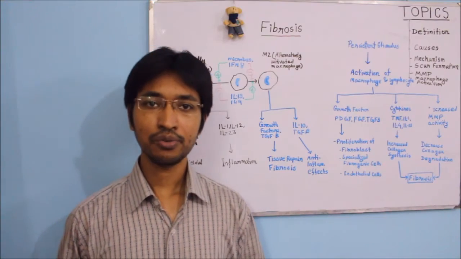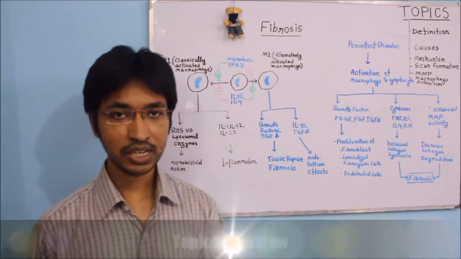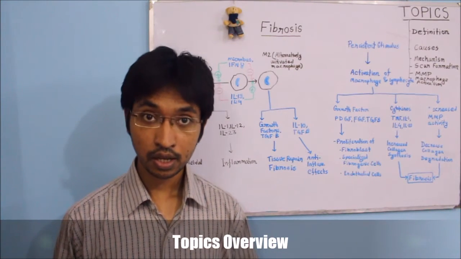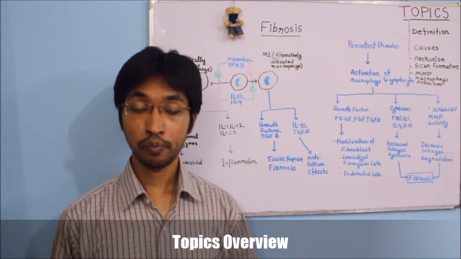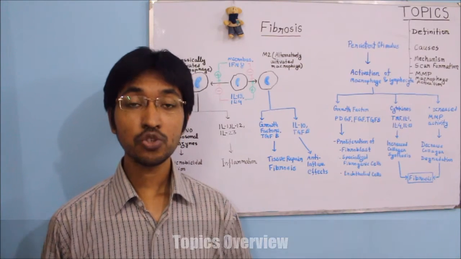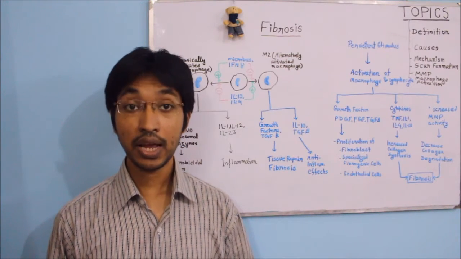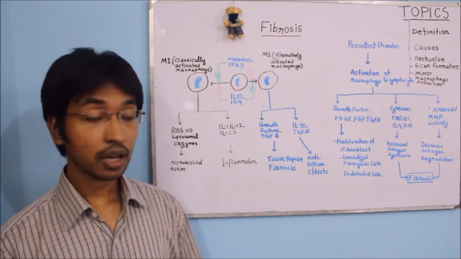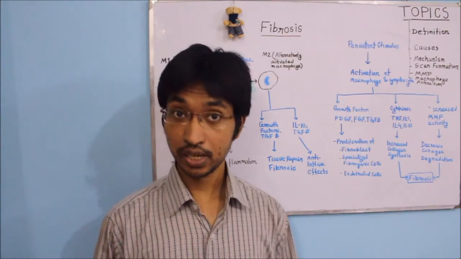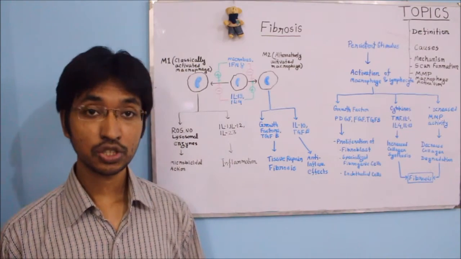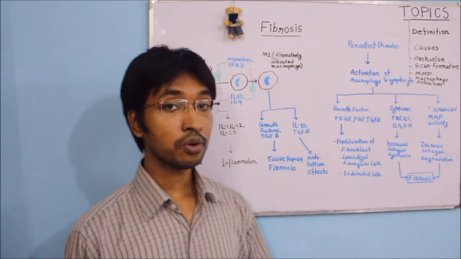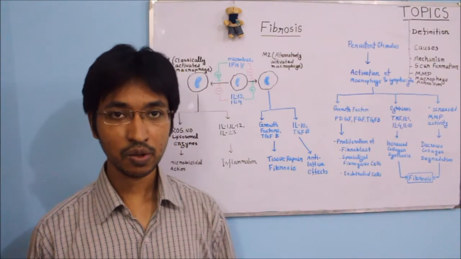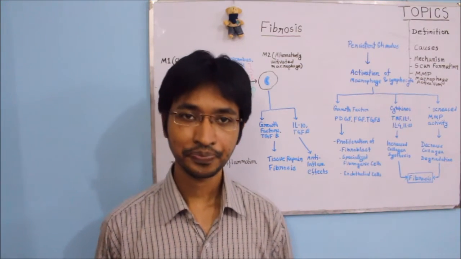Today's topic is on fibrosis. This video will contain the definition of fibrosis followed by its causes, the mechanism of scar formation, and since matrix metalloproteinase plays an important role in fibrosis, we will talk briefly about matrix metalloproteinase, and we will finish our discussion today with the role of macrophage activation in fibrosis. Okay, so a lot of topics, so let's begin.